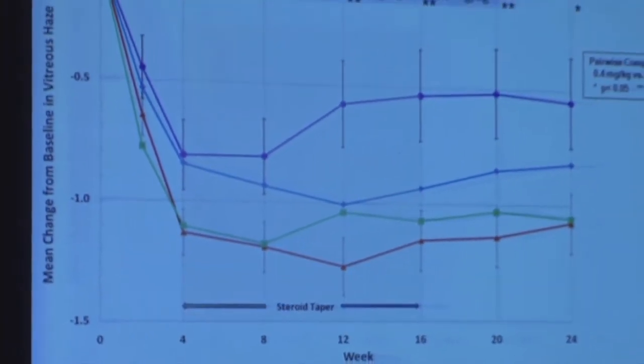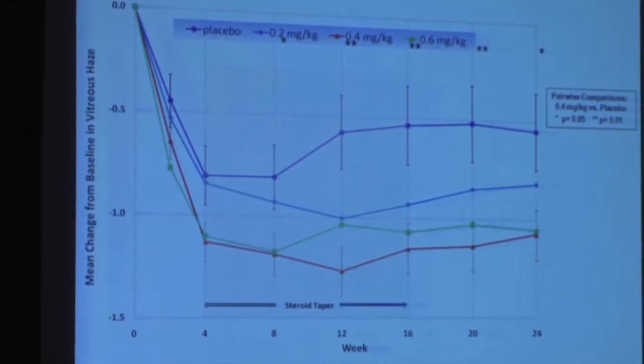The first one on active patients showed efficacy, significant efficacy compared with placebo, and this is just to show you the different doses of 0.2, 0.4, 0.6 milligram per kg compared with placebo, showing the mean change from baseline in vitreous haze, which was significant when we had the 0.4 and 0.6 milligram per kg compared with placebo.